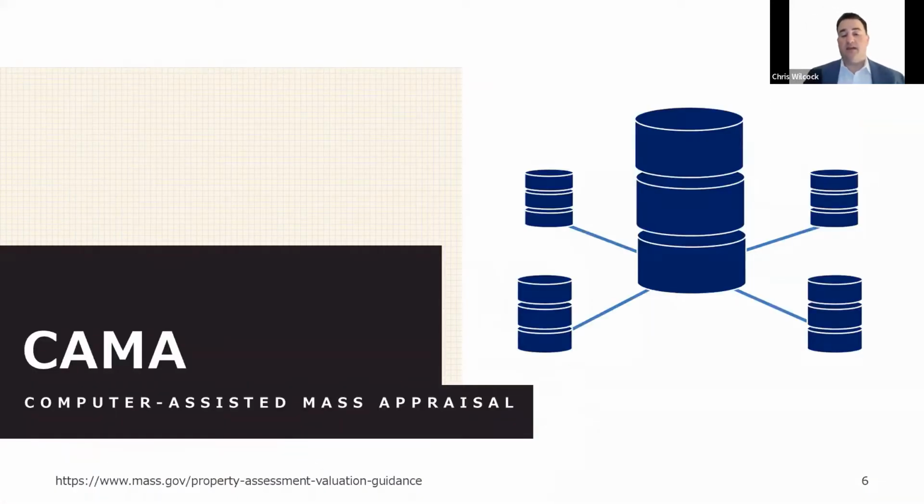So today we're going to talk mainly about the CAMA system and what is a CAMA system. The CAMA system is basically the software system that the assessors use on a day-to-day basis. And what it does is it basically organizes all the market data, inspection data, historical data, and all sorts of other data that's pertaining to assessed values and valuations in your community.